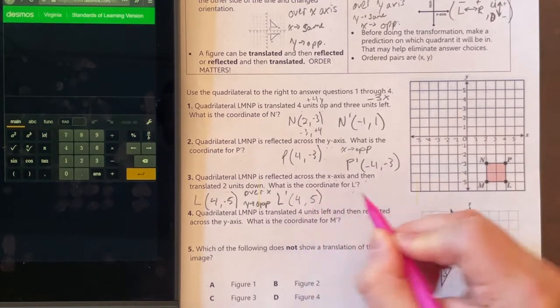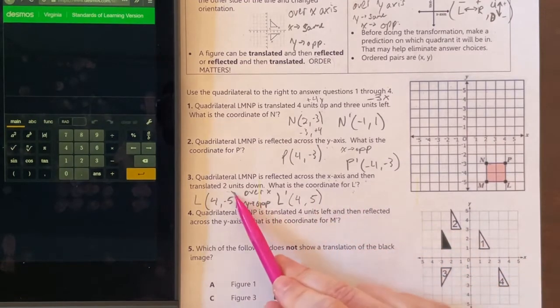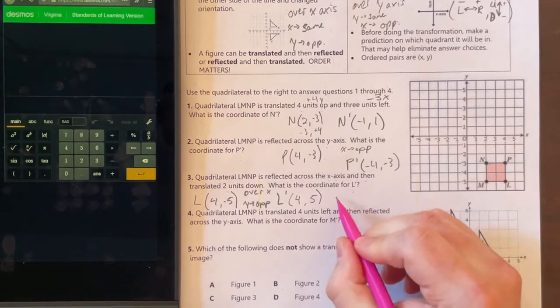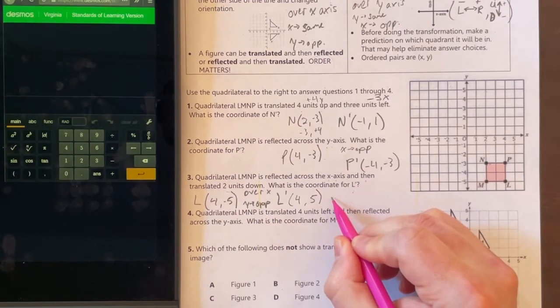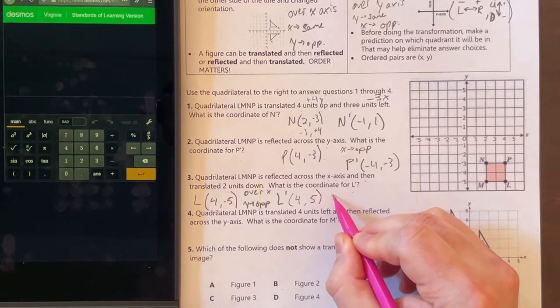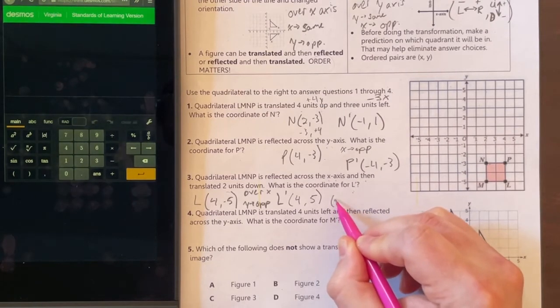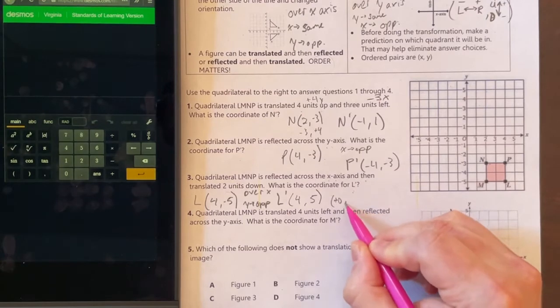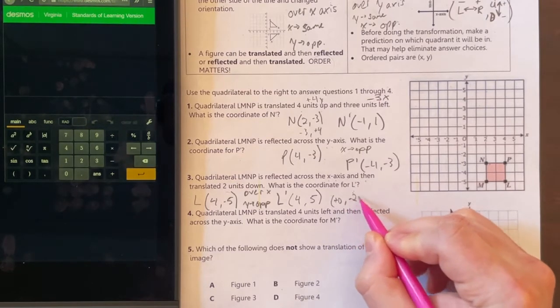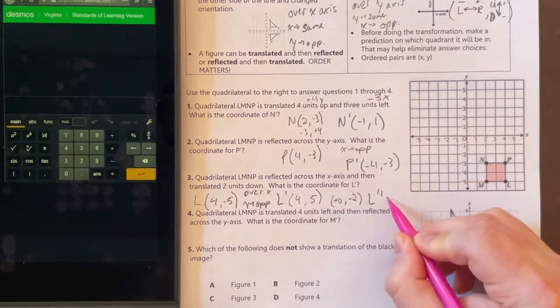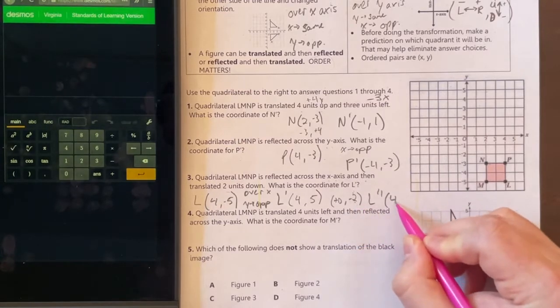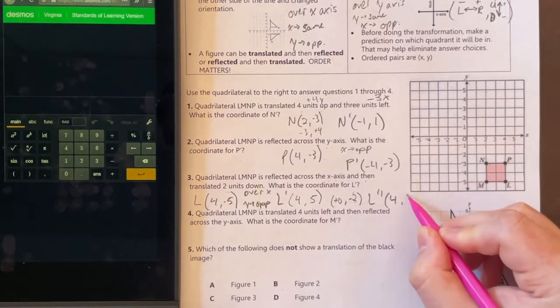And then it's translated 2 down. So we take our x value plus 0, and we do the y value minus 2. So L double prime is going to be 4, 3.